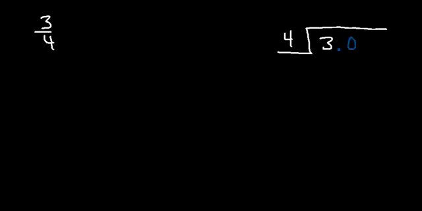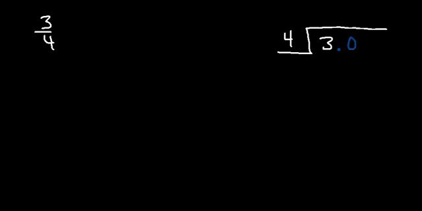But now let's say you have a fraction and you want to convert that into a decimal. How can you do that? To convert fractions into decimals, you need to use long division. So we're going to put the 4 on the outside and the 3 on the inside. The numerator goes on the inside.